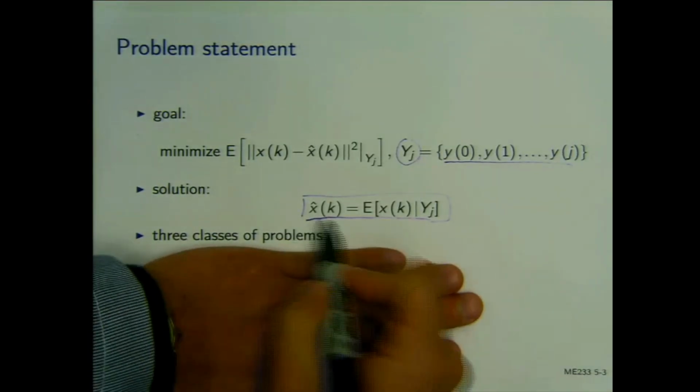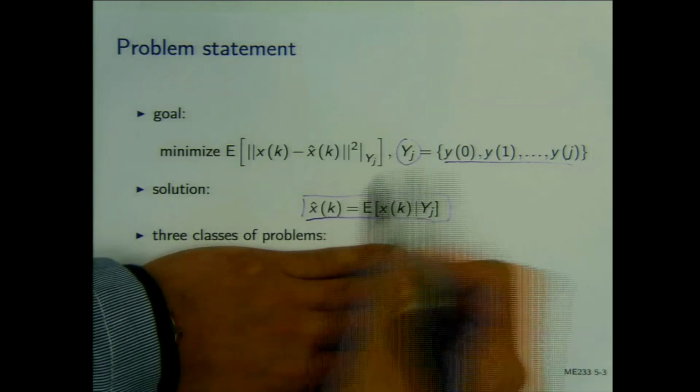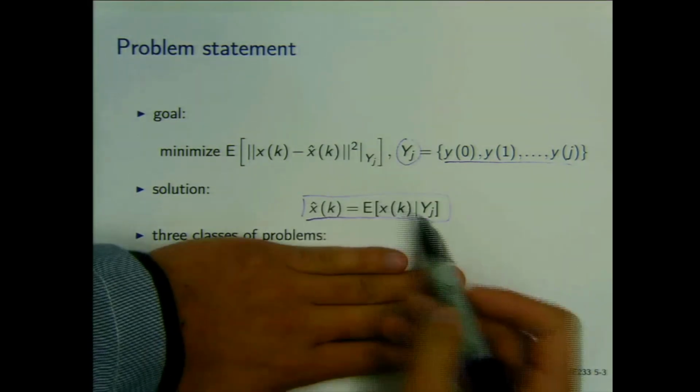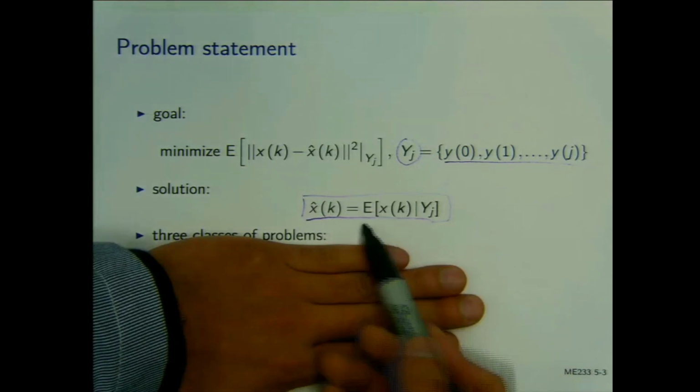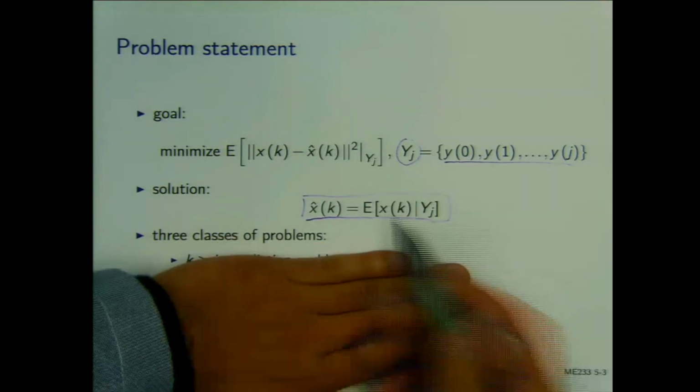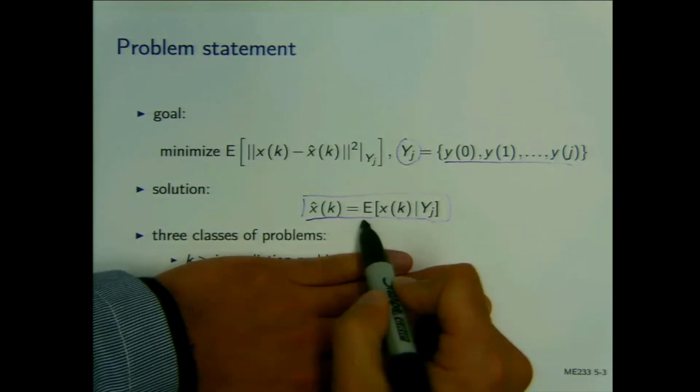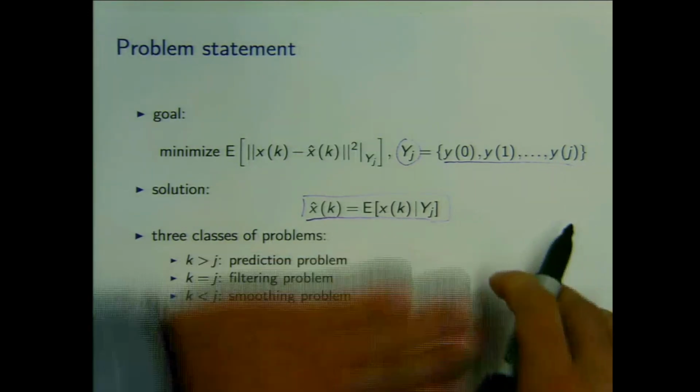This solution holds without any assumptions of Gaussian. Even if x, y are not Gaussian, this is the solution. But we'll be focusing on the Gaussian case, because the Gaussian case has very nice mathematical expressions.